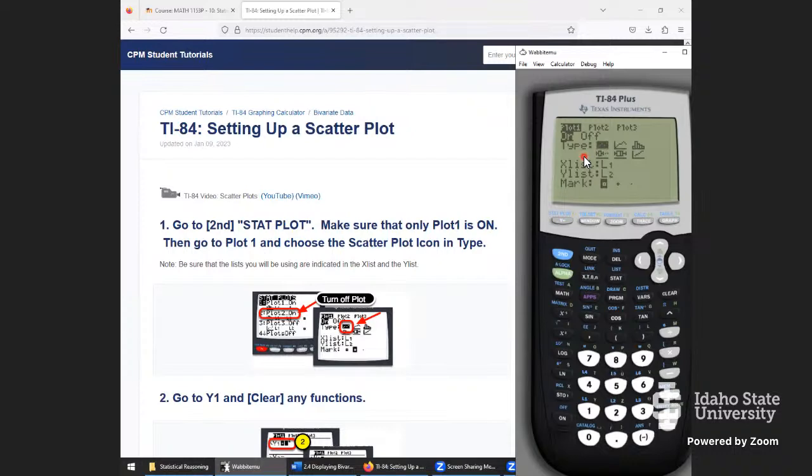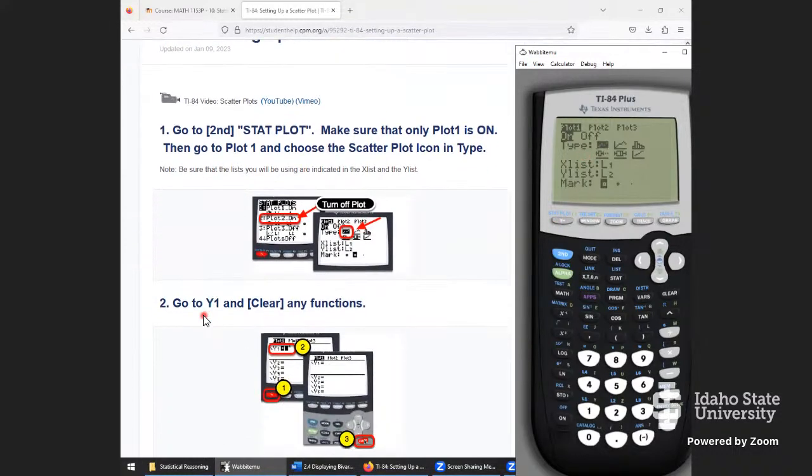Okay, if we're happy with that, here's what we need to do next. It says, go to Y1 and clear any functions. The first purpose for that is if someone was plotting in your calculator before, you may not want that curve on your calculator. So click the Y equals button again. And this is what it should look like.